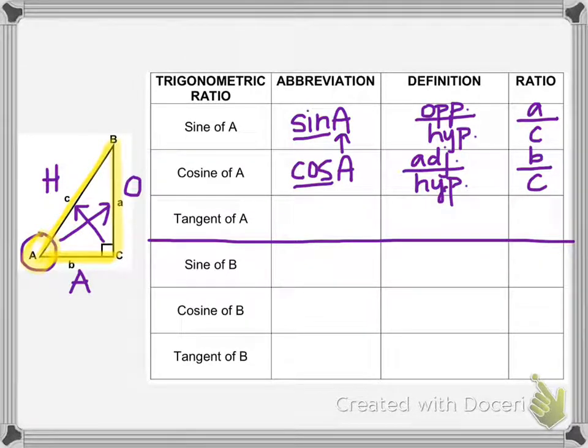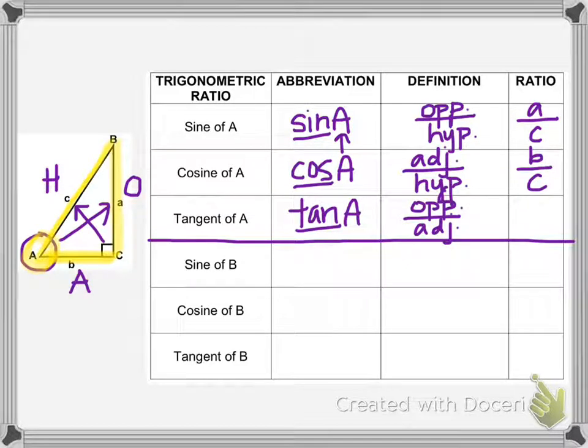Tangent of angle A can be simplified to just tan. That's how you'll see it in your calculator, still pronounced tangent. And the definition of tangent is the opposite side over the adjacent side.